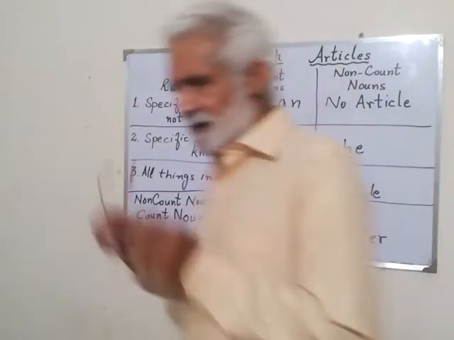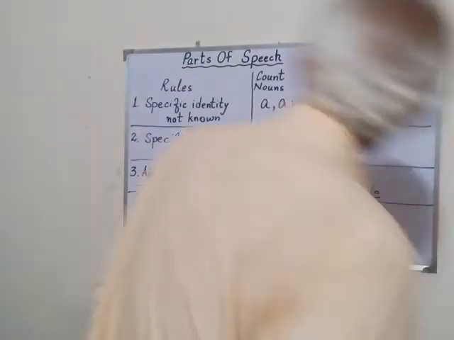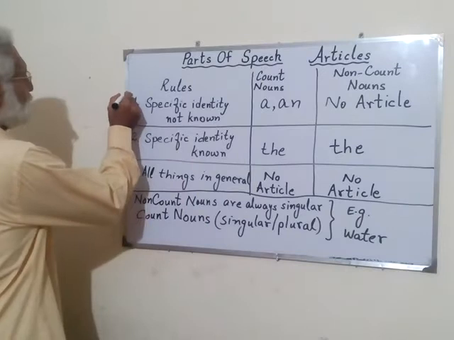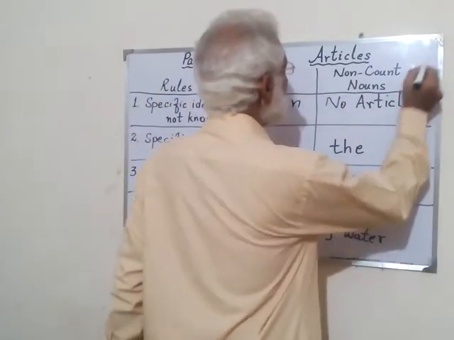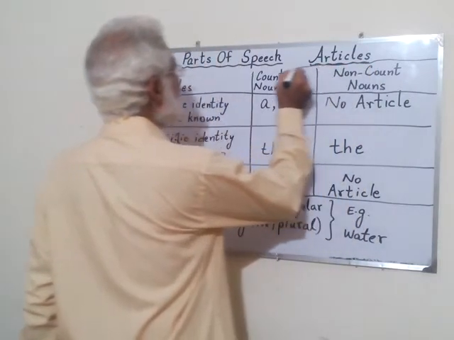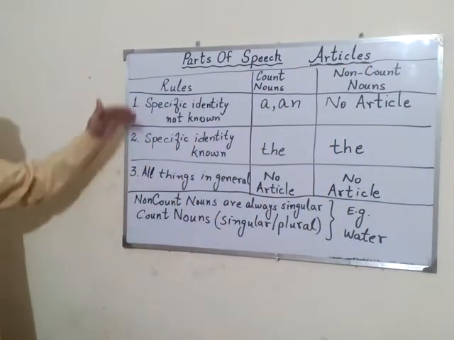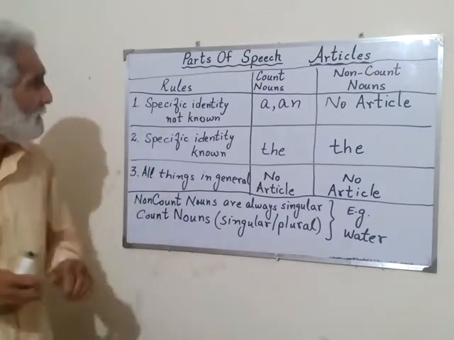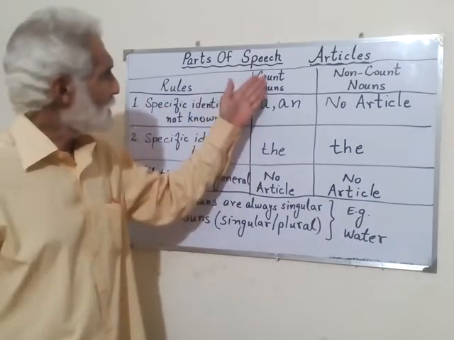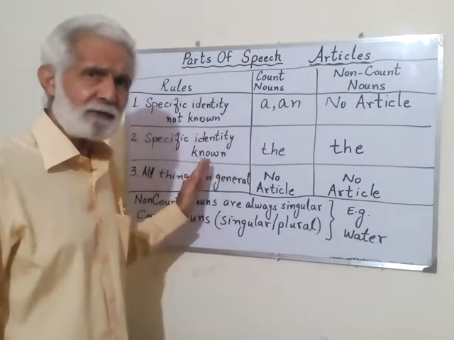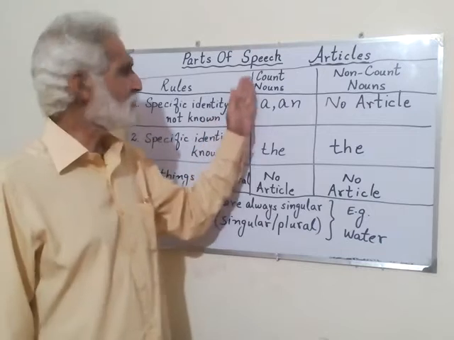So then comes the table. When we say rules, I have written the heading: rule, count nouns and non-count nouns. The first rule. Remember that I have written 3 rules for you. Rule means: if this condition applies in a sentence, then what are you going to do?